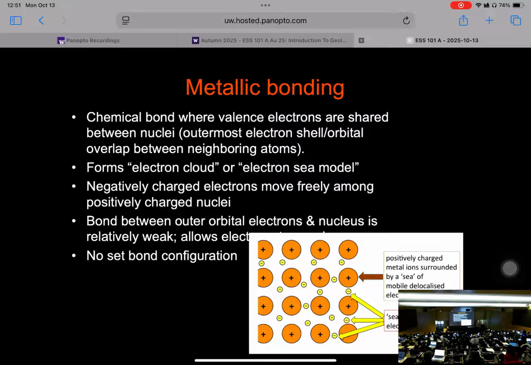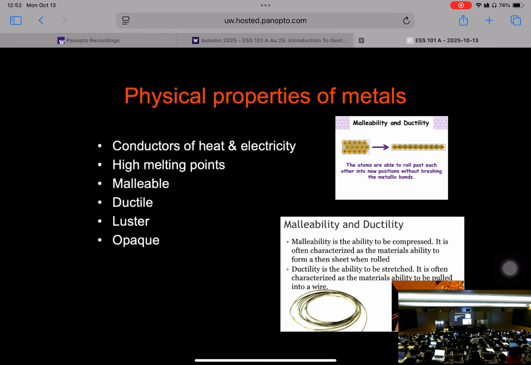These very thin sheets form because these electrons will move as you're pounding and compressing, making sheets of aluminum or other metals, gold sheeting for instance, as well. And so this shows you some of the physical properties of these metals: conductors of heat and electricity, high melting points, malleable, ductile, right? They're opaque, and they have that metallic, reflective luster there that you can see.